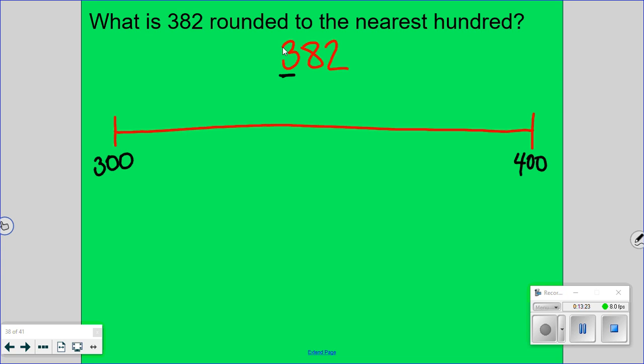Now it gets a little bit trickier. We still need a midway point. What is the midway point? Remember, we have a bigger number line. I got 100 numbers on my number line now. Paxton? 350. How did you figure that out, Paxton? Because between the 300 and the 400 is the midway point.